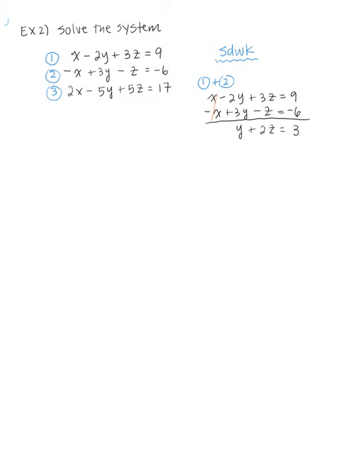Next, I know it's a pain in the butt, but let me rewrite the new system. So what we just did as side work, this now becomes x minus 2y plus 3z equals 9. We didn't do anything to the first equation, I'm just going to leave it alone. Now your second equation becomes y plus 2z equals 3. And equation 3, let's just leave it alone. We're going to have 2x minus 5y plus 5z equals 17.